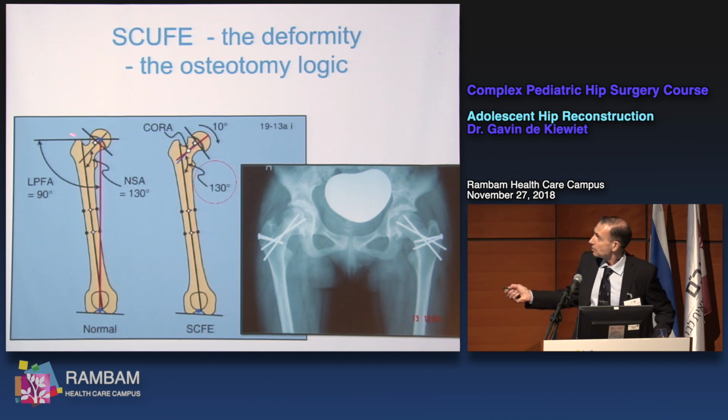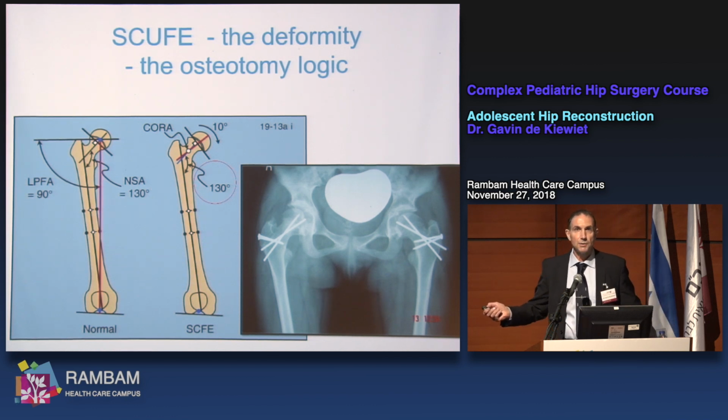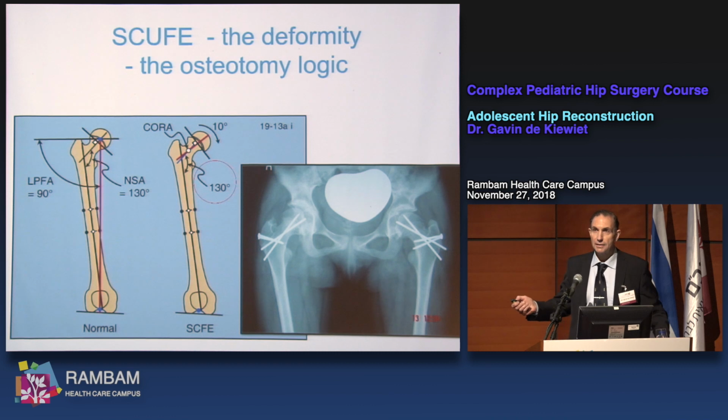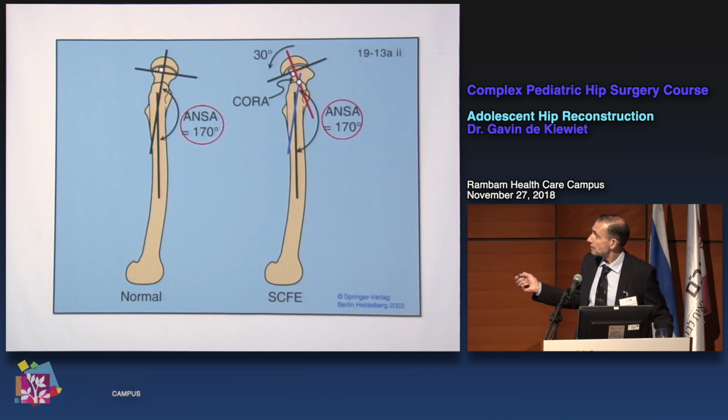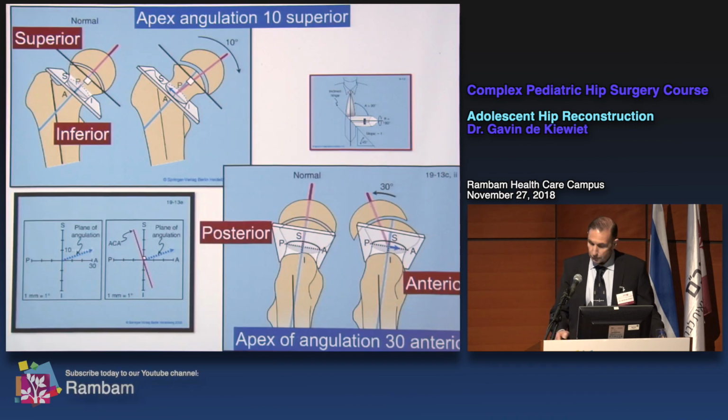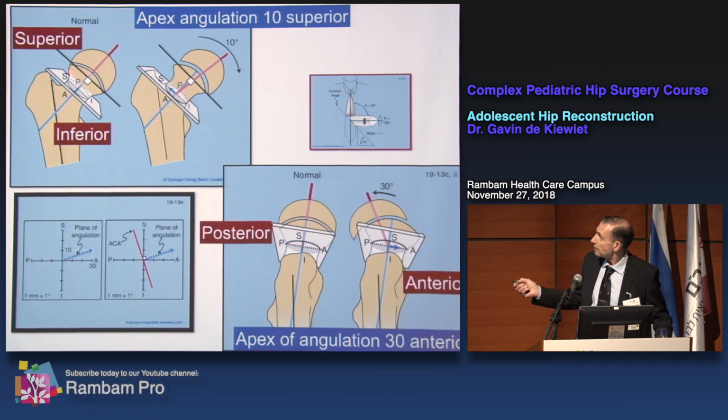This is the normal situation. This is slipped epiphysis. You can see here that the neck shaft angle has not changed. There's no change between the neck and the shaft, or the trochanter and the shaft. This is on the lateral view. Again, the anterior neck shaft angle does not change, but that's where the slip occurs. So if we look at that deformity, you can see that in this plane, superior-inferior, we have an angulation, 10 degrees, but we also have a translation. You can see where the apex is.